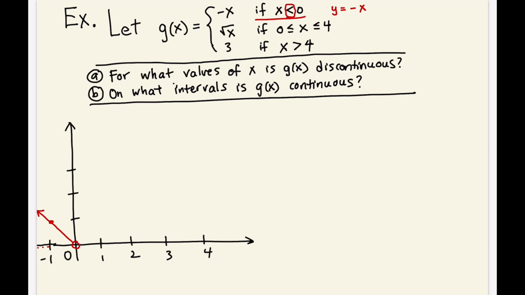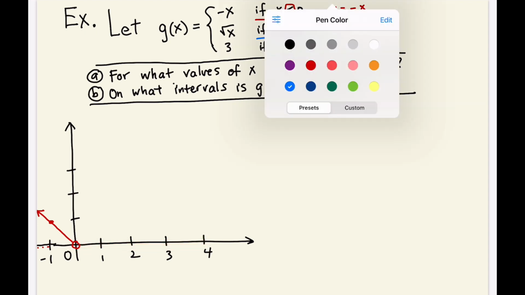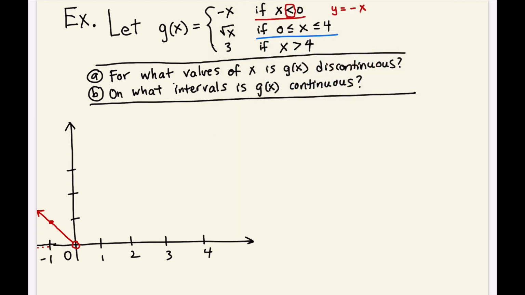Next, I'm going to graph on the interval 0 to 4, inclusive, the closed interval 0 to 4. That's this interval right here, including 0, going all the way to 4. And we are going to graph the square root function. We know the square root of 0 is 0, square root of 1 is 1, square root of 4 is 2, so I'm going to have a value here. And we know the graph looks sort of like this hook.